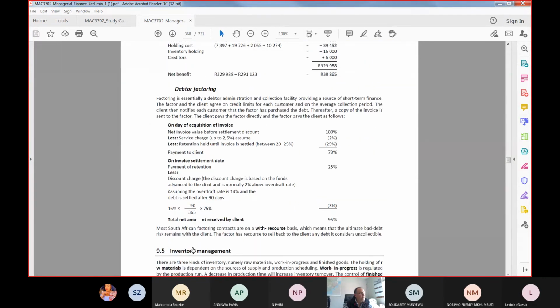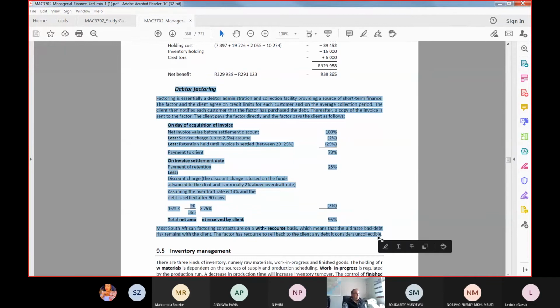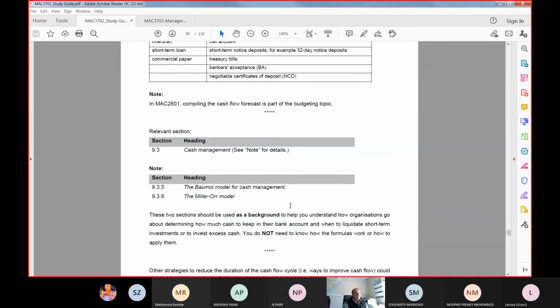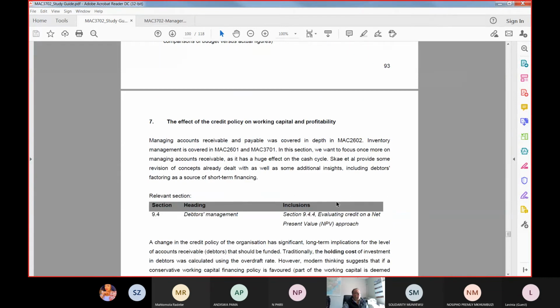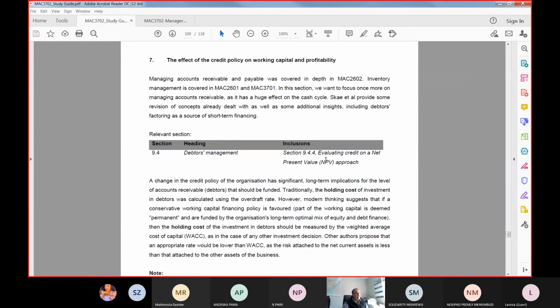They didn't bring any conclusion. Deferred factoring, don't have to worry about that. That's not going to be examined in the question. Okay? Debtors management, we have done that. 9.4.4 that we have just done.